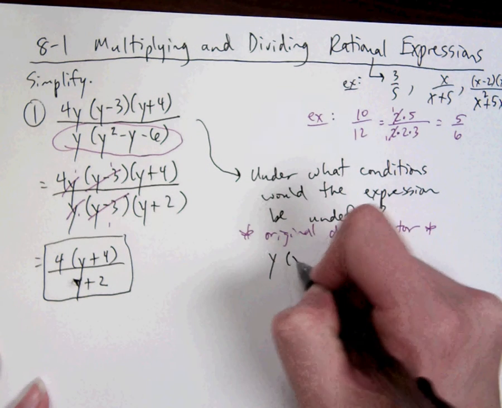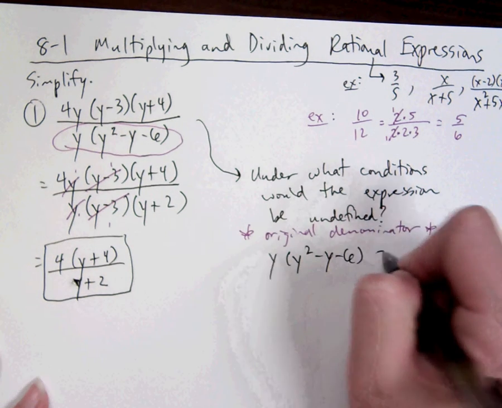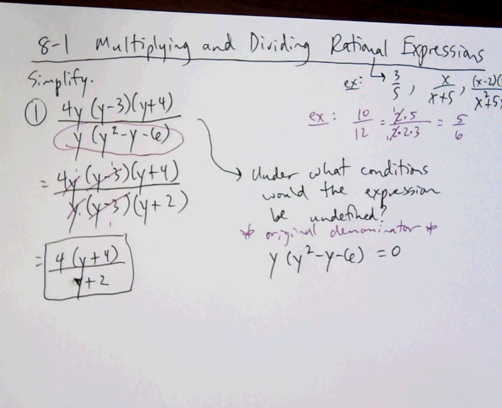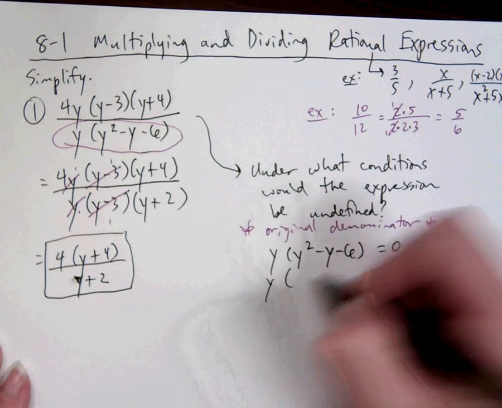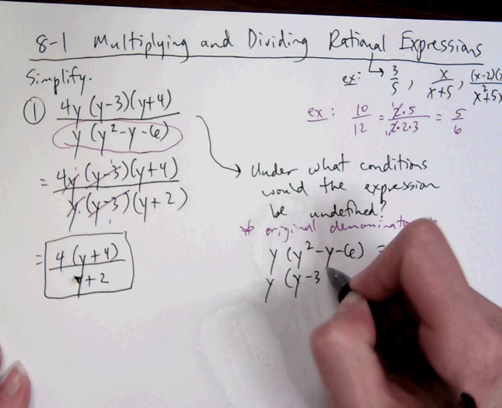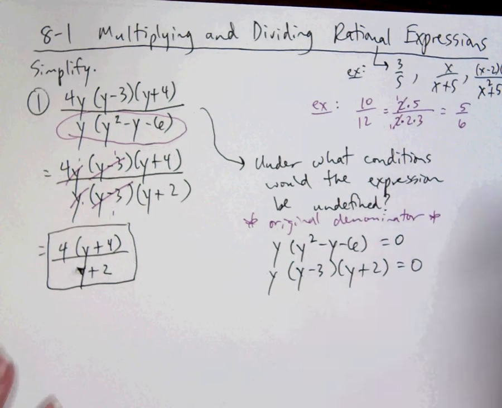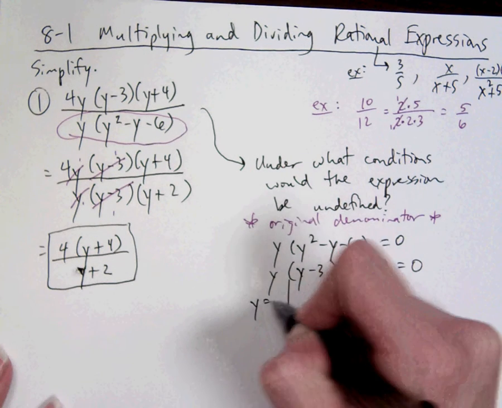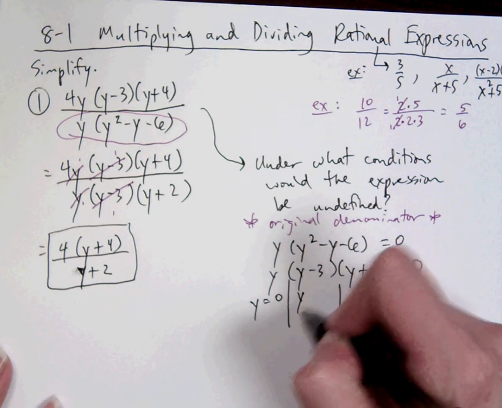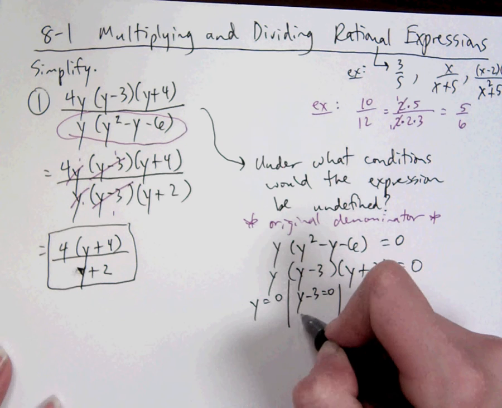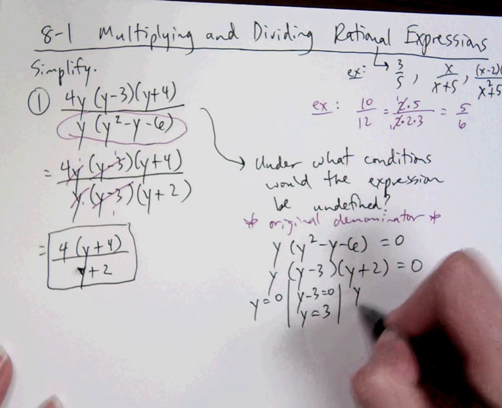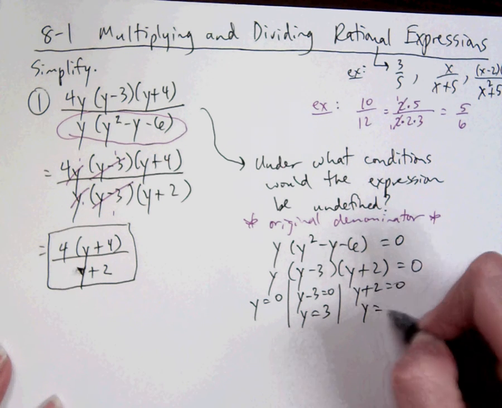So I'm going to say y times y squared minus y minus 6. Where does that equal 0? Because that's what I don't want to have happen. And so, again, I'd want to go back to the factored form of this, the y minus 3, the y plus 2, and then solve for y. So y can't be 0, y can't be 3, and y can't be negative 2.